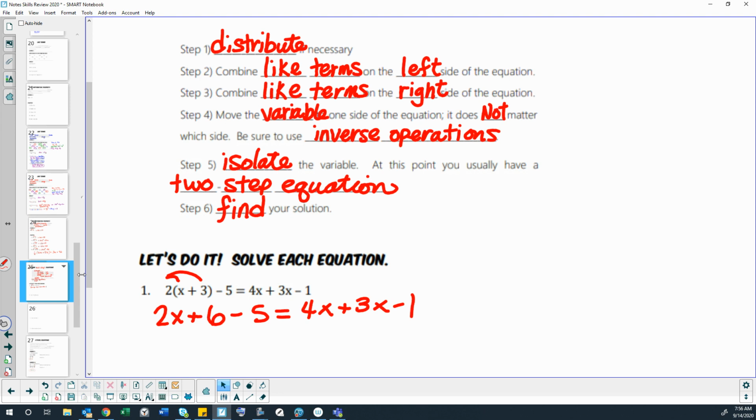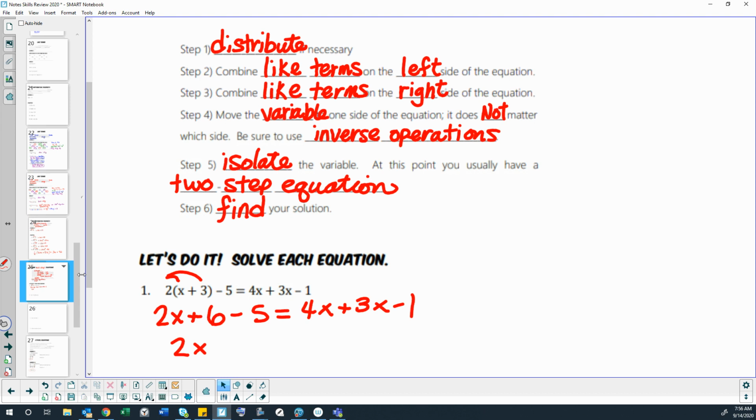Next, step 2, I'm going to combine like terms on the left side. So we have a 2x. We're going to totally ignore this side while we do this. So just completely ignore the 4x plus 3x minus 1. We have a 2x, but we don't have any other x's on this side, so 2x is going to stay 2x. But we do have this 6 and 5 that are both constants. We don't have any variables at all, so those are like terms. We can just subtract them.